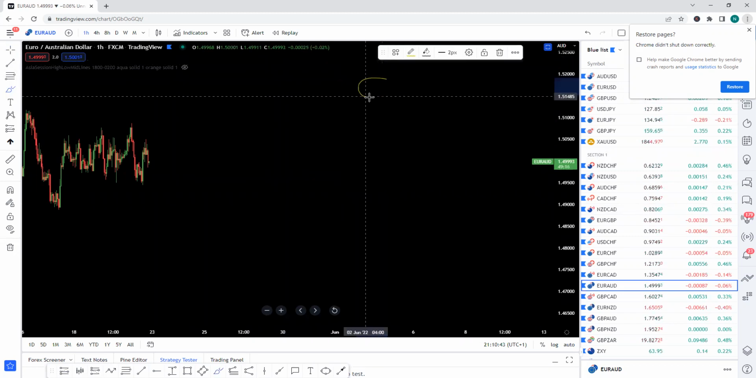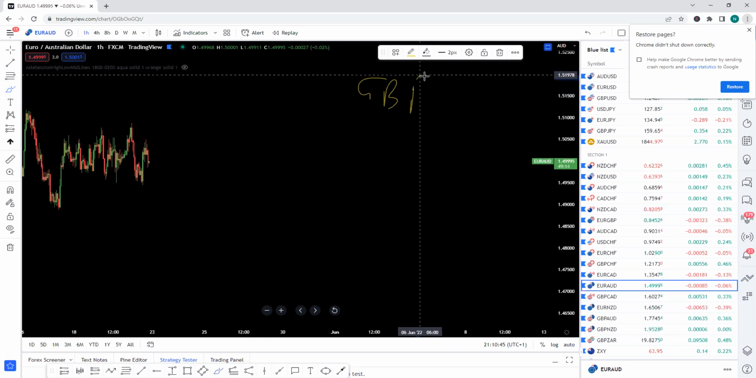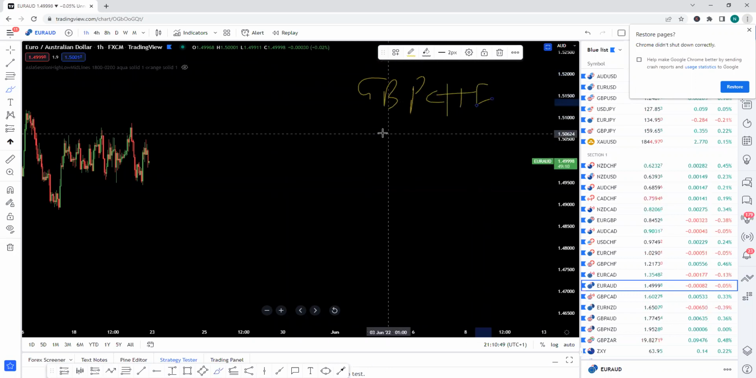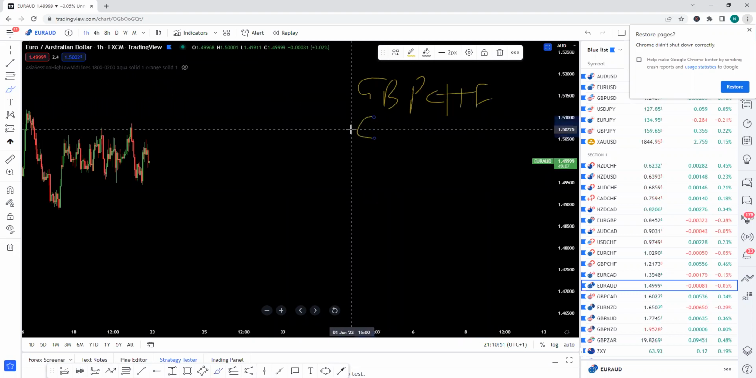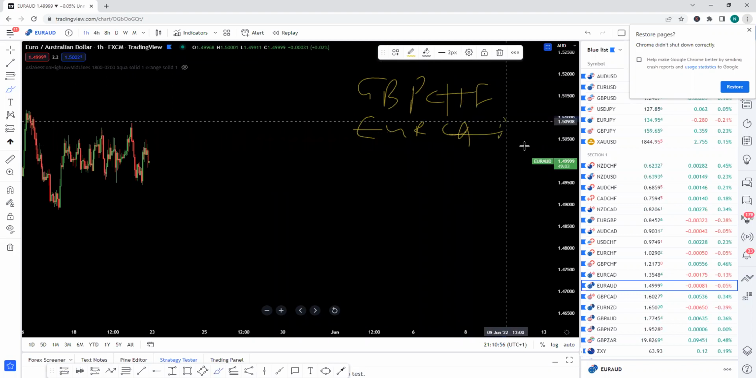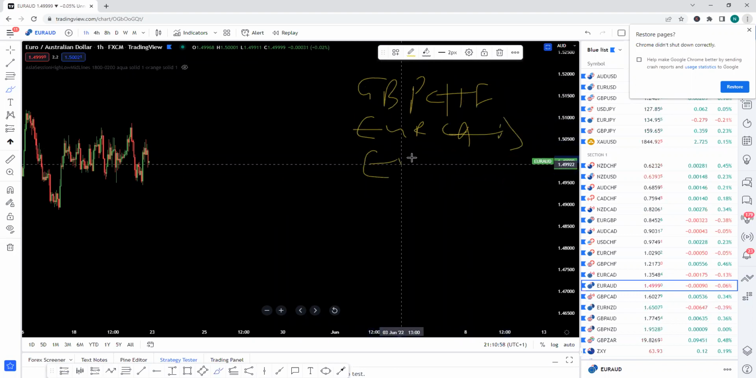We took GBP CHF. Okay. We took Euro CAD. We took Euro AUD.